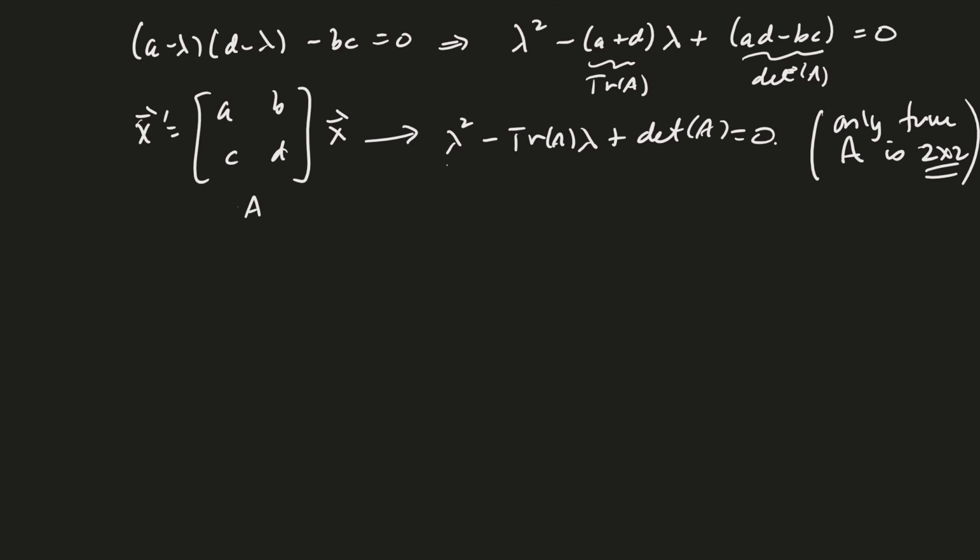Now let's see if I can remember the quadratic formula this time. The quadratic formula gives the trace of A plus or minus the square root of the trace of A squared minus 4 times the determinant.